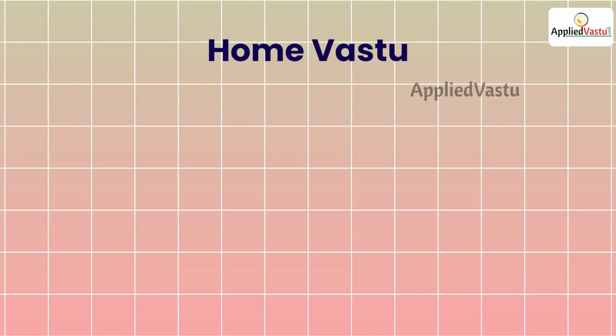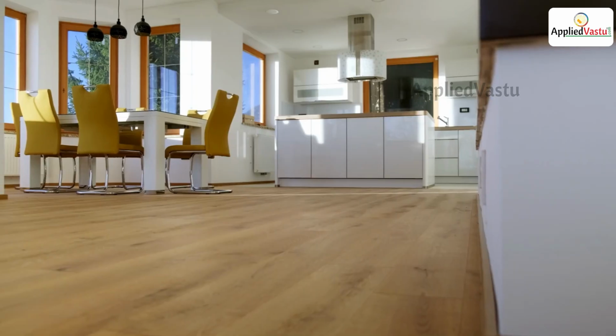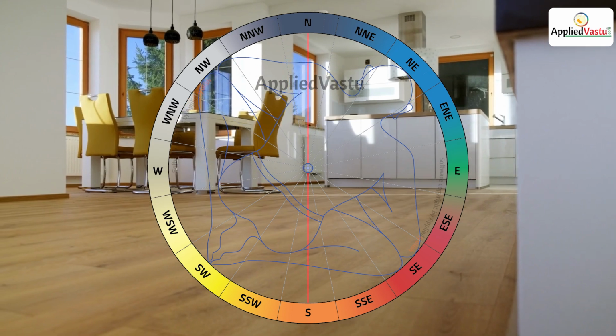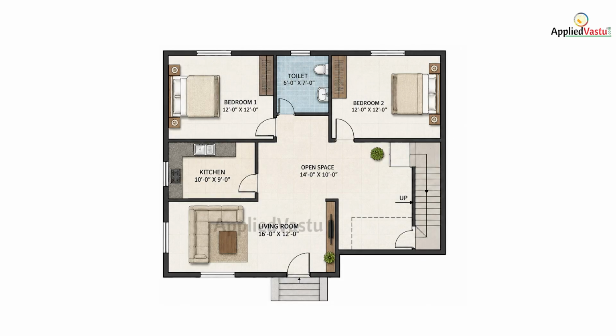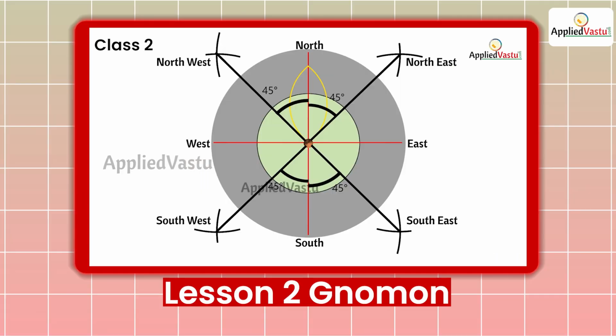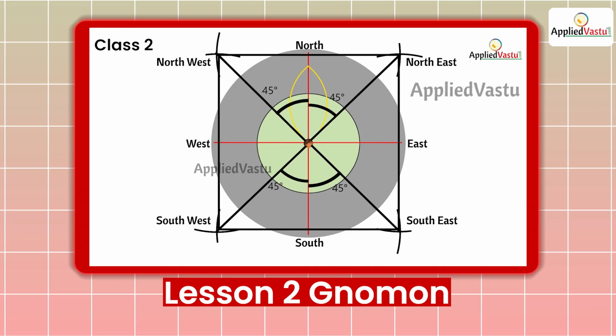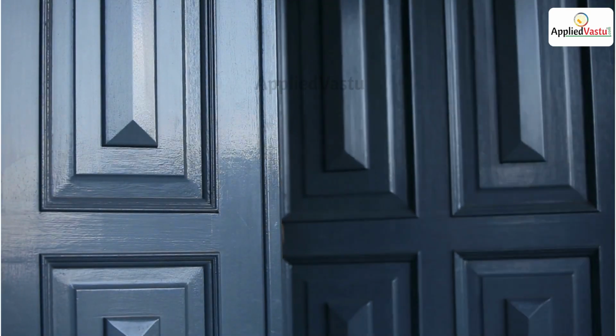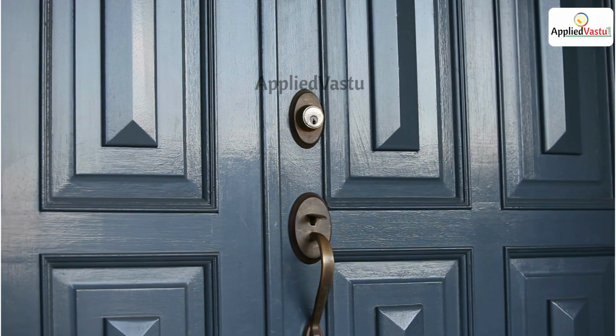Let us begin with directional accuracy. One of the most important aspects of home vastu is identifying the correct directions. Many people assume that the physical corners of a property automatically represent the northeast, southeast, southwest, and northwest directions. However, we have already discussed this concept in lesson 2. Now, let us understand the importance of the main door in home vastu.